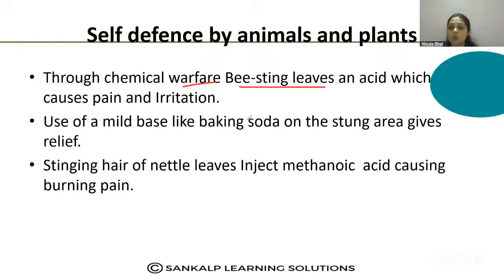Bee sting: honey bees have a sting, and when it bites, you start to feel a lot of irritation and pain. That is because of the sting, which contains the acid. That acid causes the pain and irritation. Use of a mild base like baking soda on that area gives relief.